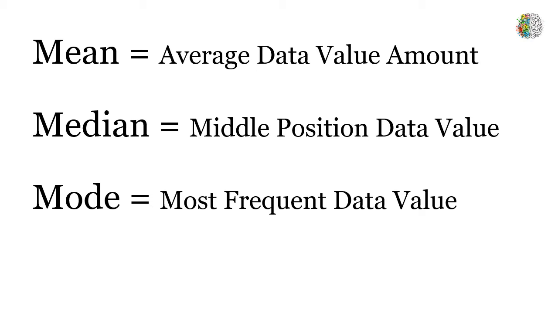The median is the middle position data value. This is the data value that sits in the middle of your data. And the mode is the most frequent data value, or the value that repeats the most in your experiment. So let's look at a couple of examples to see how we solve for each of these three measures of data.